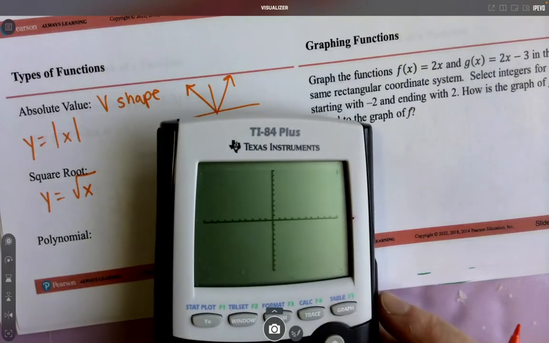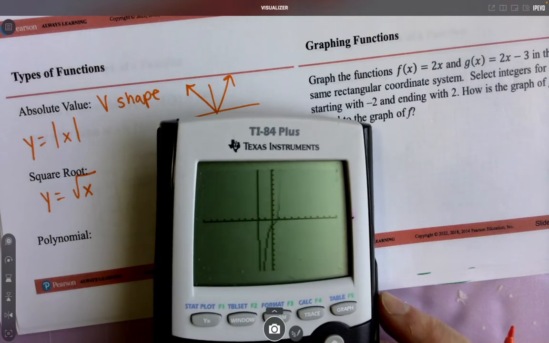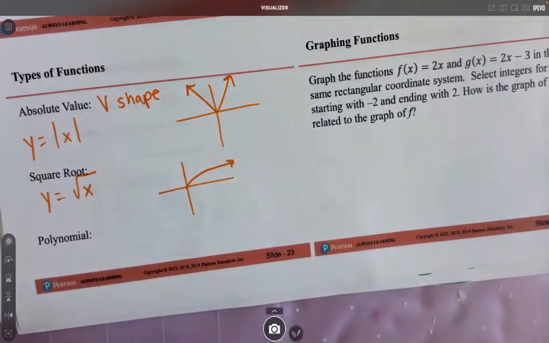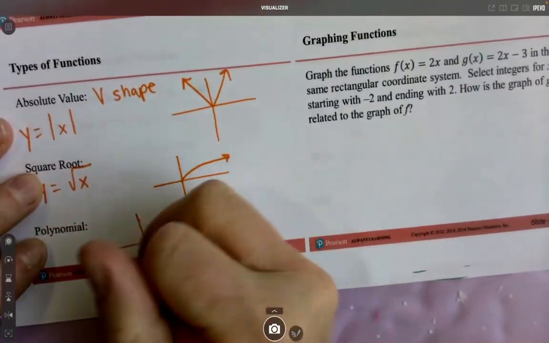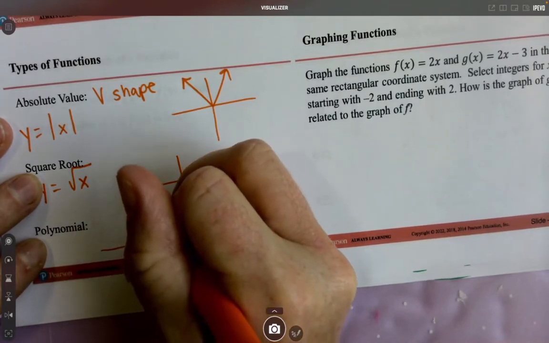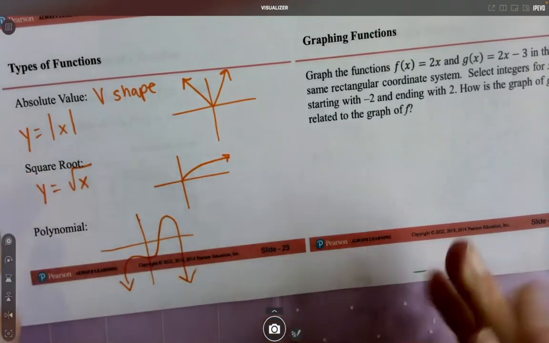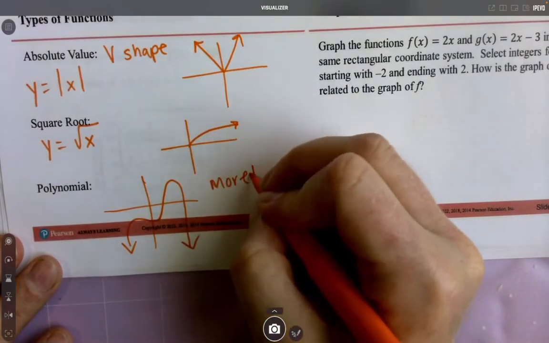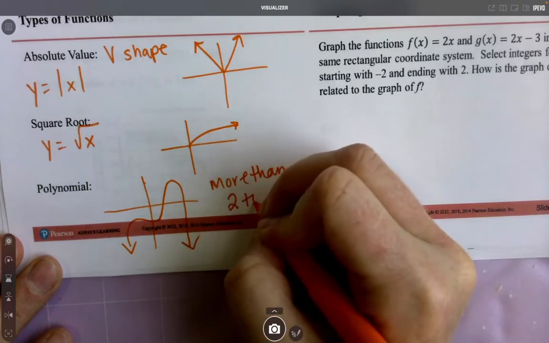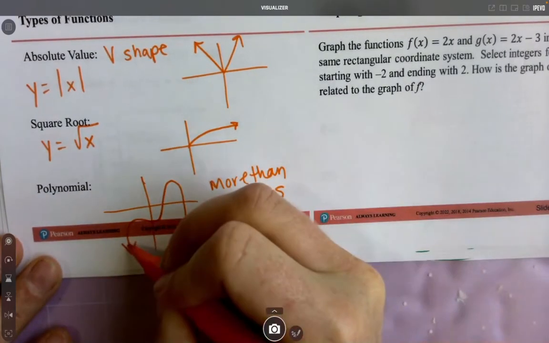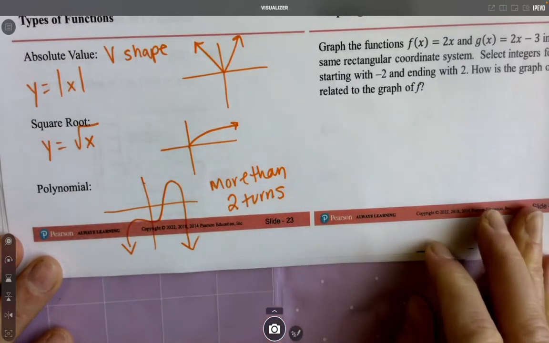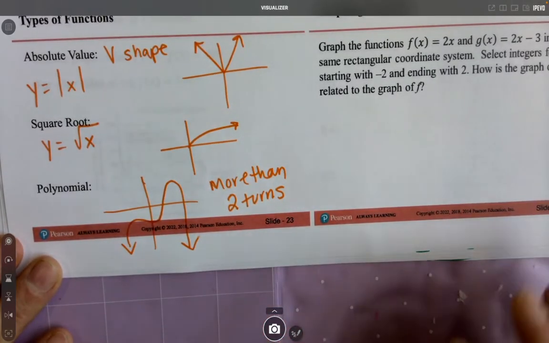So let's graph it and see what it looks like. See if we can even see it. Okay, so it has all kinds of twists and turns. So it's just going to have more than one. So it could be like that. That's an example. More than 2 turns. So this has turn, turn, turn, turn, turn. So we're going to talk more about polynomials. We're going to spend a lot of time on that.